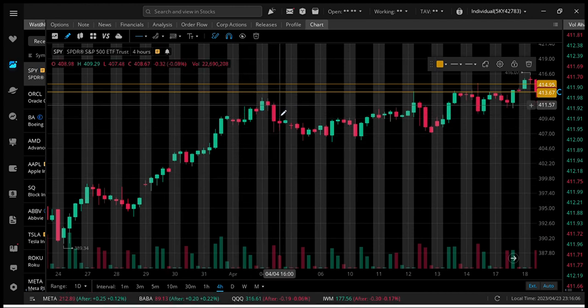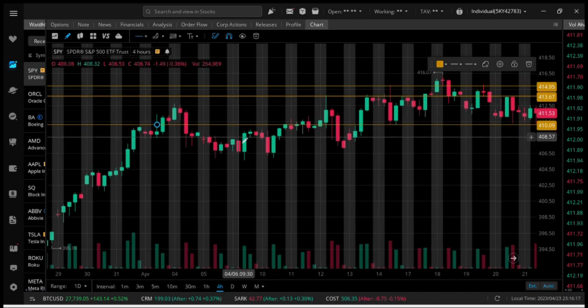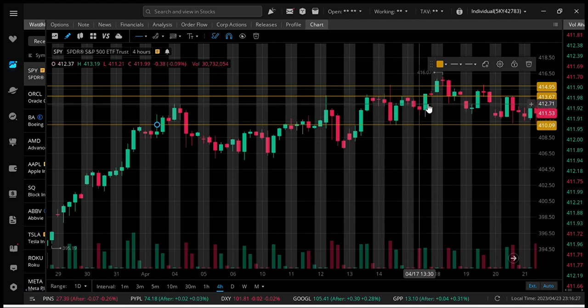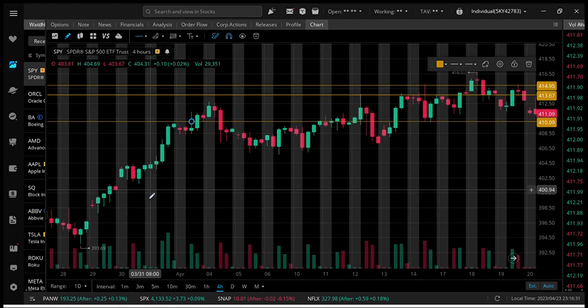Even with this flush down, you put a line there. Then you go back over here. You see that line there? What did it do? It bounced. That's good money, these 4 hour candles. It bounced, and you take a day trade. You could even swing trade that one.